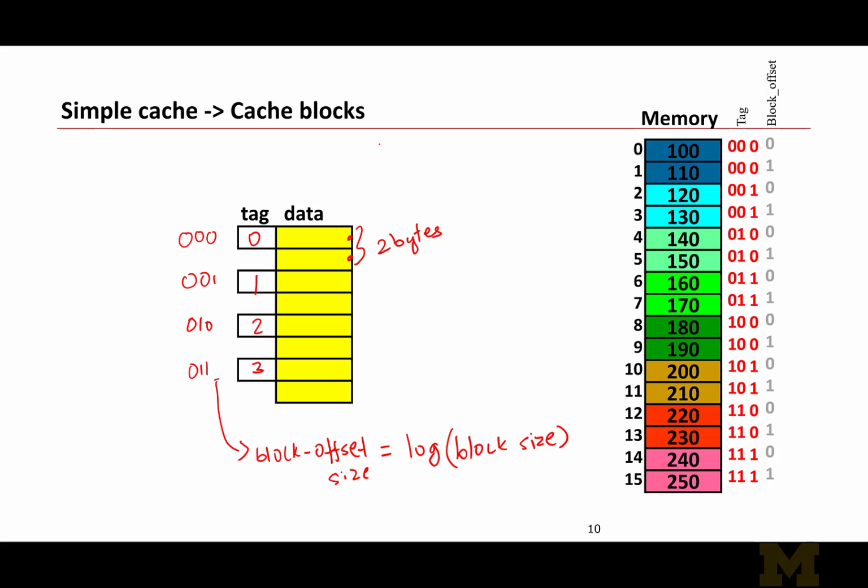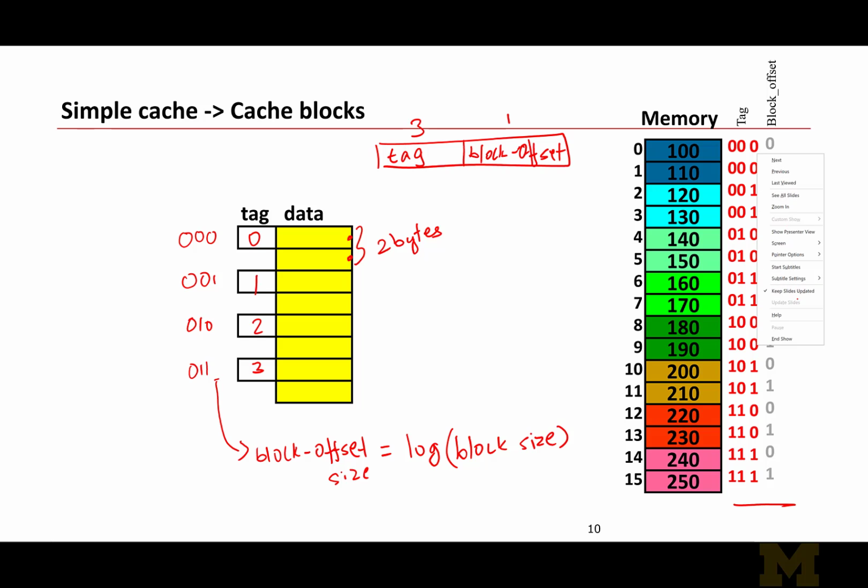So now an address has 2 parts to it. It has a part called tag and then a part called block offset. And like we said before, for this example, the block offset size is 1 bit and the tag size is 3 bits. What you see on the right hand side in this picture is that I have taken the addresses 1 to 15 and partitioned them into tag and block offset. You will notice that the first 2 bytes correspond to the tag 0. So if I access any one of these 2 addresses, I would move this entire block into the cache.